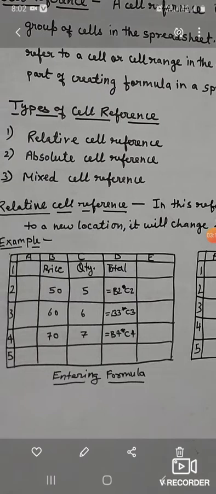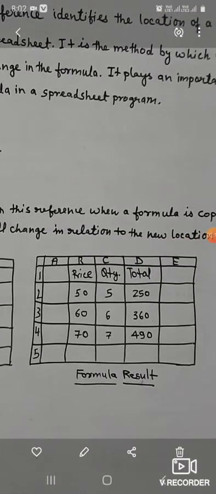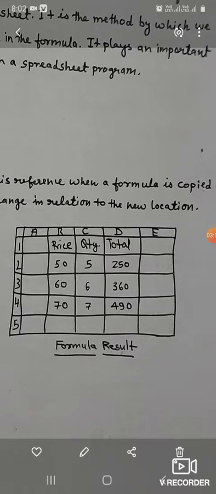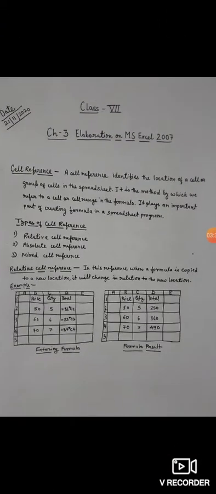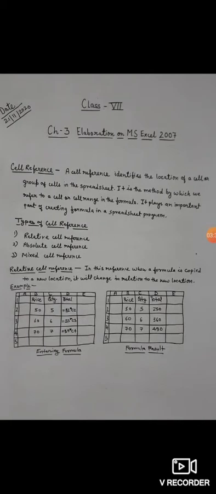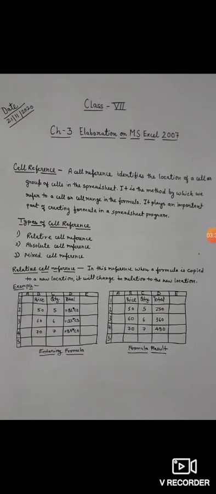So the result of that multiplication is 5 into 50, 250, 6 into 60, 360 and 7 into 70, that is 490. So this type of reference is the relative cell reference, where when we copy a formula from one cell to other cell, its address will be changed automatically according to the copying of formula.